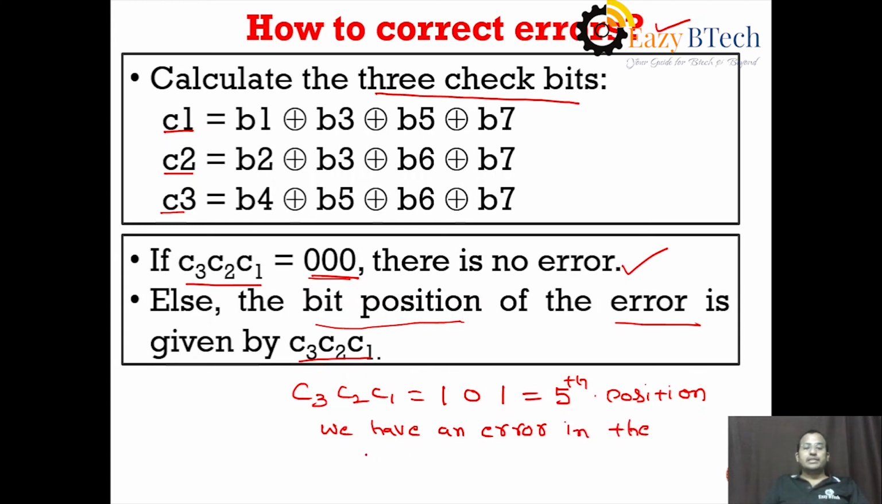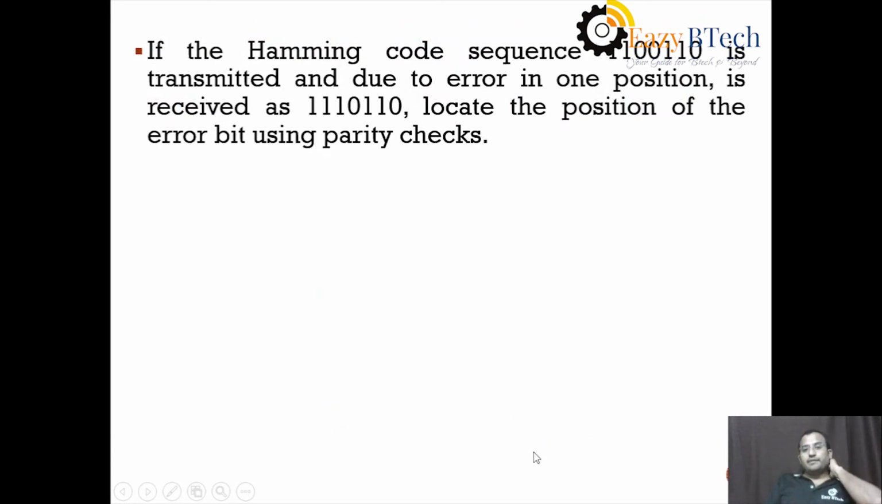In the received code word we have an error. We'll see with the help of an example. So for example, this is the transmitted code word sequence, 11001110, and in the received code word, due to error in one position, this is the received code word.